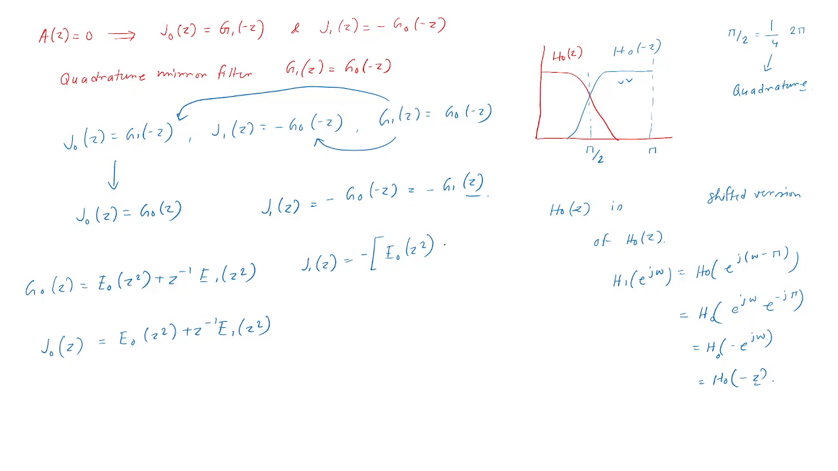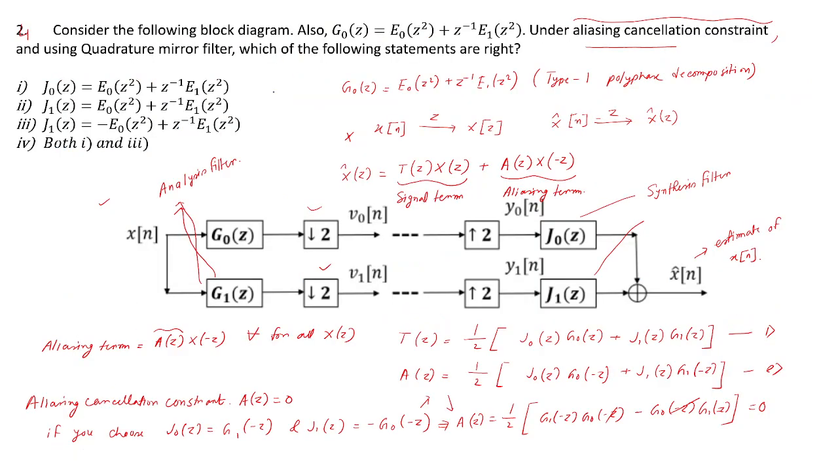minus term vanishes when you put square to it, and this is here, minus will come from this z^{-1} term, z^{-1} E1(z²). This will result into z^{-1} E1(z²) minus E0(z²). These are the expressions of the synthesis filter in both branches. So therefore this expression is correct, this is not correct, this one is again correct. Therefore both 1 and 3 are the correct options. Therefore the fourth option is the correct one.